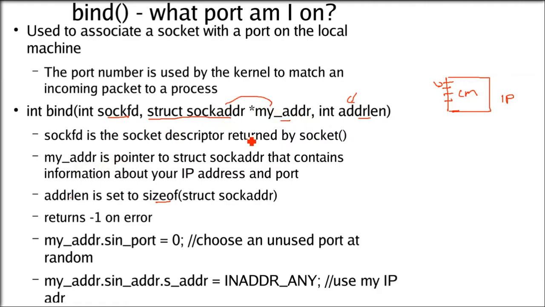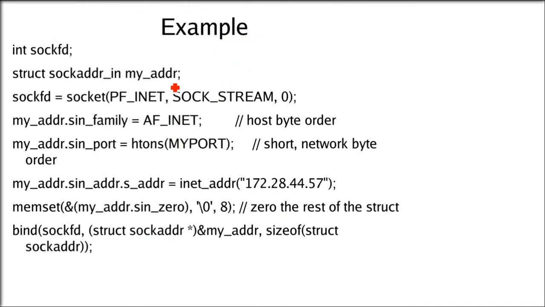So as I'm saying, this is a pointer. Now you can also put the port as 0, so it will choose an unused port at random. You don't have to specify it. Now if you want to use my IP address, you can use this my_addr.sin_addr.s_addr. This is an example.